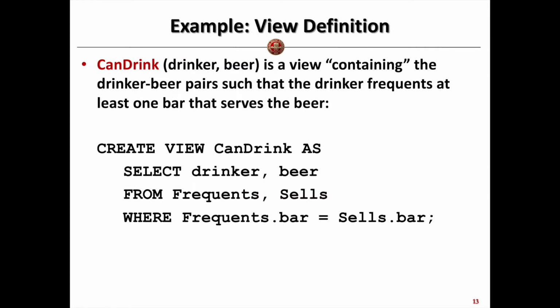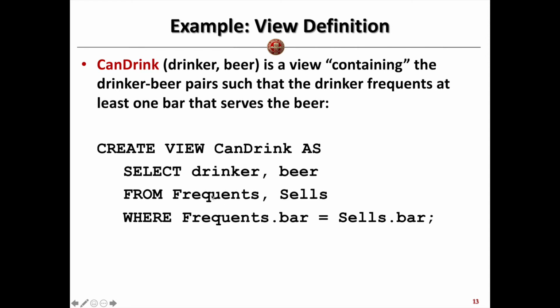Right? We'll provide you with an example. We plan to create a view called CanDrink. CanDrink has two attributes, drinker and beer. It is a view containing the drinker-beer pairs such that the drinker frequents at least one bar that serves the beer. I think the query is very easy to write, right? You can write the query very easily by joining the two tables together.